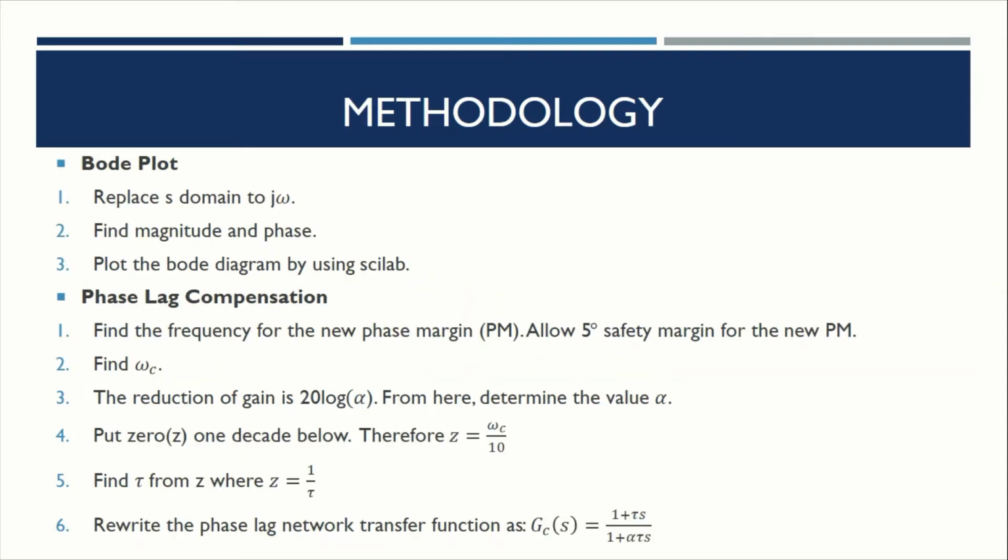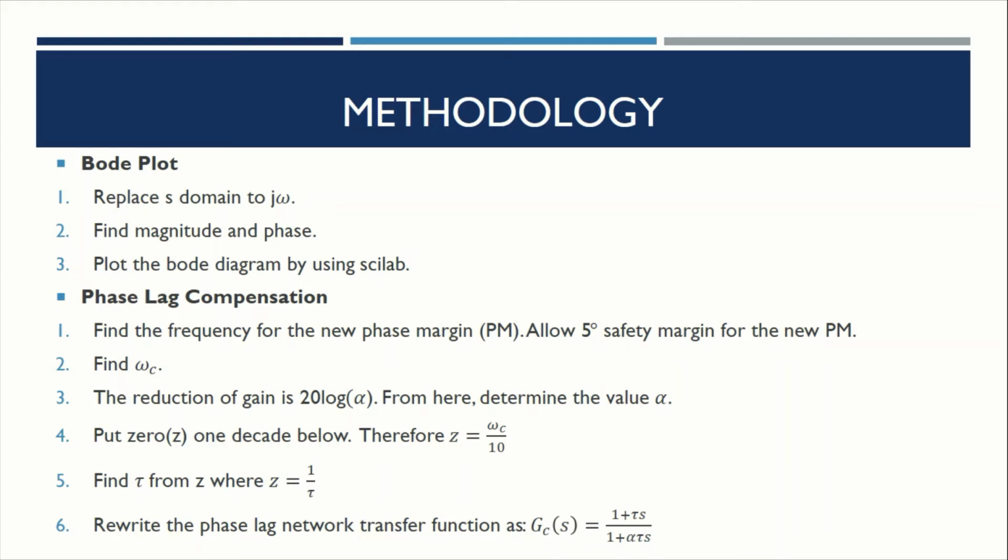Methodology. There are a few steps to achieve the bode plot and phase lag compensation. The first one is the bode plot. We have to replace the S domain with j omega. Next, find the magnitude and phase. After that, plot the bode diagram by using Scilab. Next is phase lag compensation.